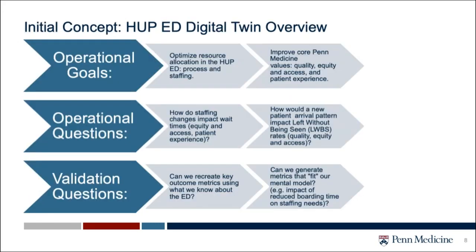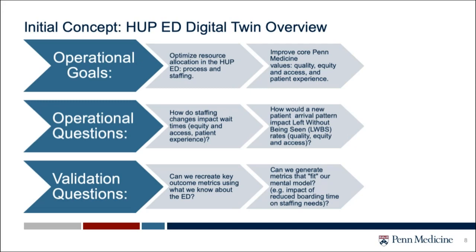Next slide. So I'll start this one off just summarizing our operational goals to optimize resource allocation in the HUP ED, in terms of process and in terms of staffing. There we are looking to improve values such as quality, equity and access, and patient experience. And I will say that equity and access is one of the main Penn Medicine goals this year, so this is an extremely timely process from that perspective. And I'll pass off to Asaf for the rest of this slide.